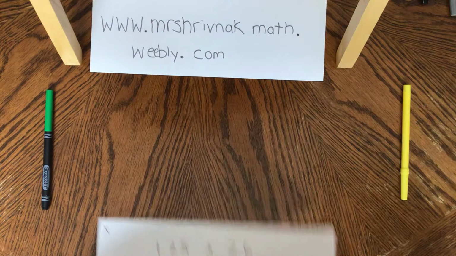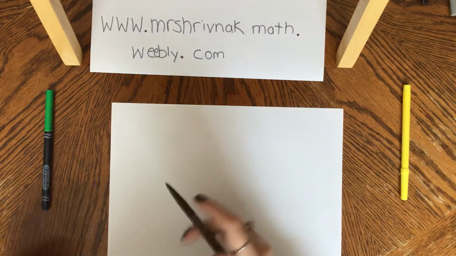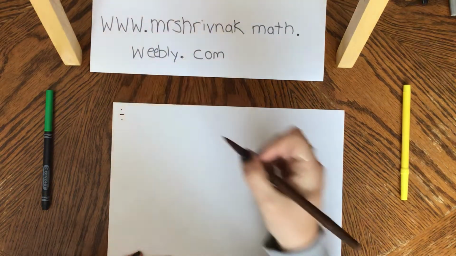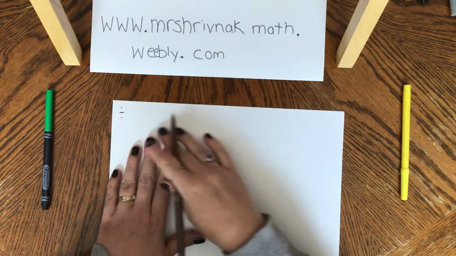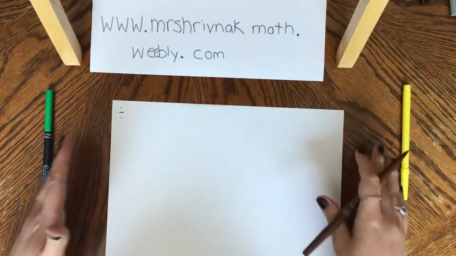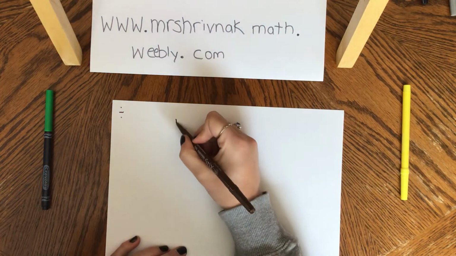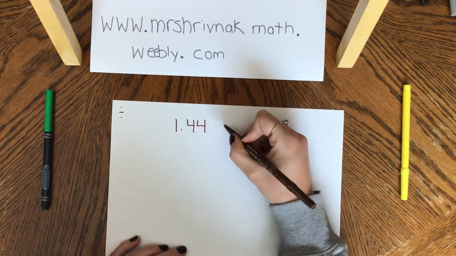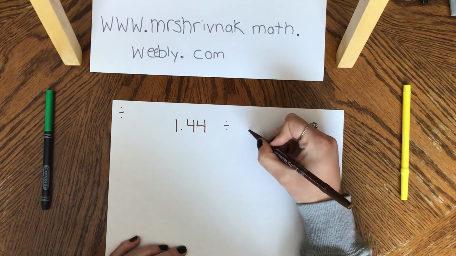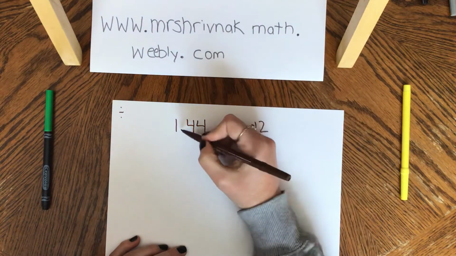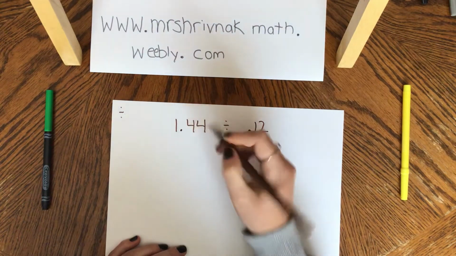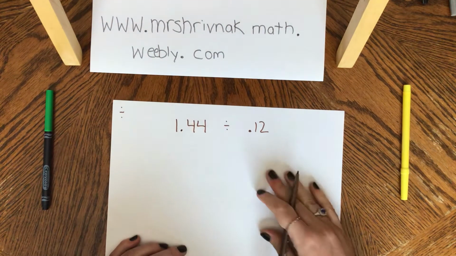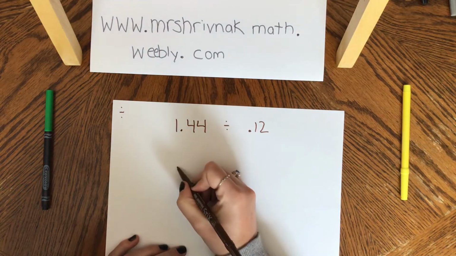So division is a little bit different. Sometimes when I have division, they write it horizontally, and so I'm going to do that first. So let's say that I have 1 and 44/100, and I'm going to divide by 12/100. Okay, so sometimes the problem will be presented this way, and then I'm going to show you how to write it with a division box.